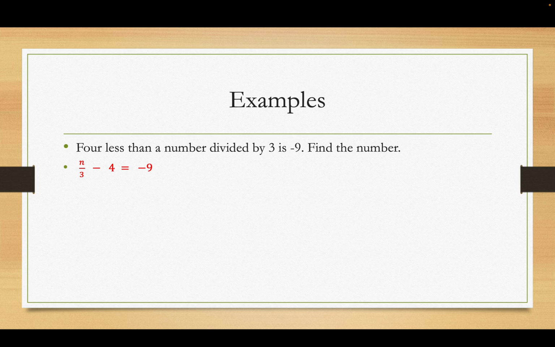So n over 3 minus 4 is negative 9. Adding 4 to both sides, n over 3 is equal to negative 5. Then I multiply both sides by 3, and I get n equals negative 15. Okay? Remember, more than or less than, switch the order. Last shall be first, first shall be last.